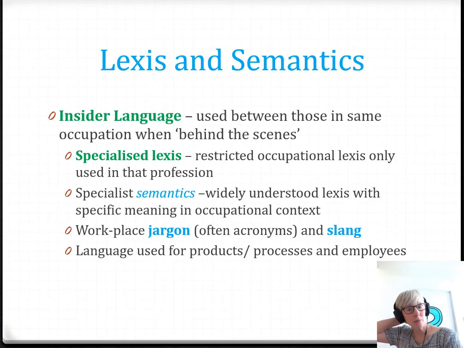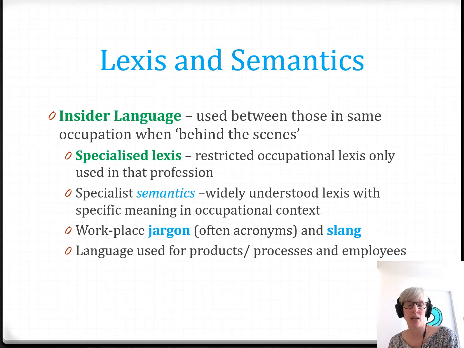Obviously a lot of what we talk about is lexis and semantics, and this idea of there being an insider language. Occupational discourse develops behind the scenes, among those in the same occupation. We've talked about teachers in staff rooms, nurses at their nurses' station, police officers in the canteen. That's the insider group behind the scenes. That's when they're not interacting with the public, they're talking to other people who all do the same job.